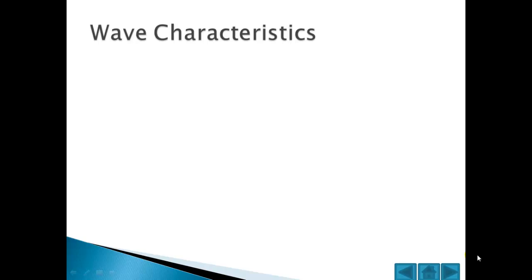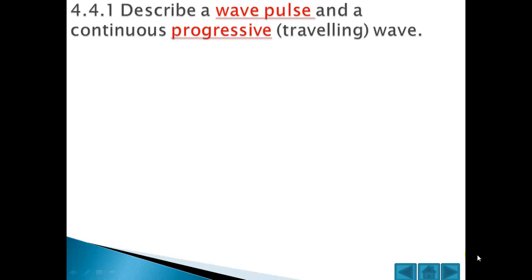In this second to last section, we need to look at wave characteristics. We need to describe a wave pulse and a continuous progressive travelling wave.